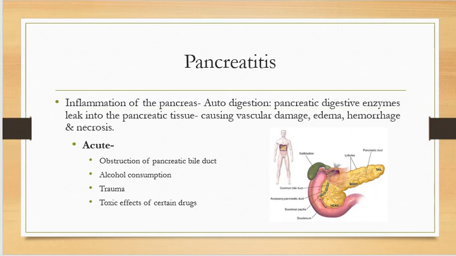So we have two causes of pancreatitis. We have acute, which is an obstruction of the pancreatic or common bile duct, and alcohol consumption. And we're talking large alcohol consumption can cause pancreatitis. We have toxic effects of certain drugs, and then trauma to the pancreas. So if they were in a motor vehicle accident and they had abdominal injuries, that can cause pancreatitis, and then infection.